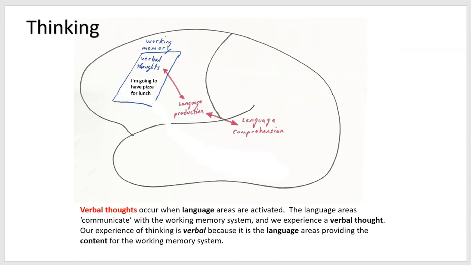What about just thinking? Well, a verbal thought occurs when it's language areas that are providing the input to the working memory system. So if I'm thinking I'm going to have a pizza for lunch, I might sort of think that as a kind of a sentence in my mind. That's a verbal thought. Well, that would be the language areas providing input to my working memory system. So it's verbal because it was the language areas providing the input.